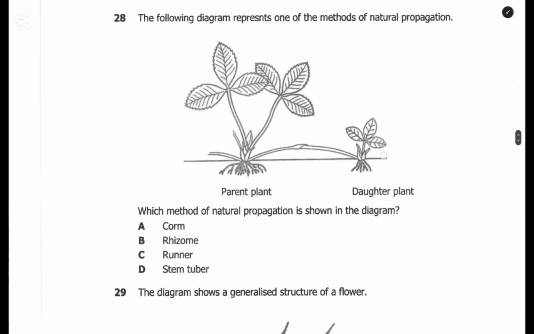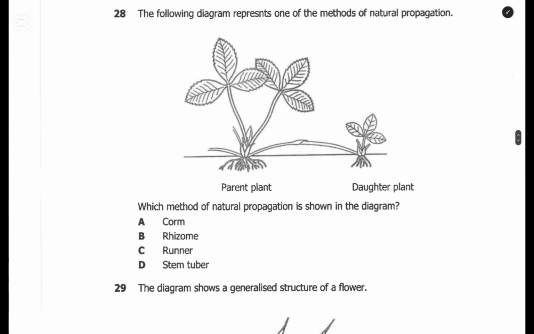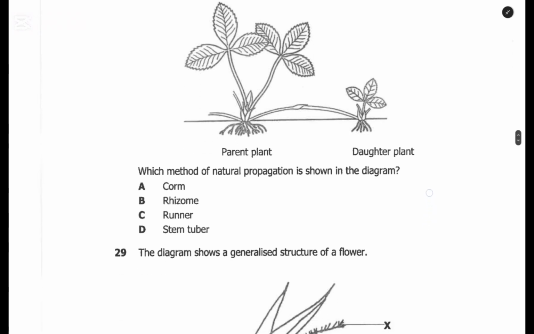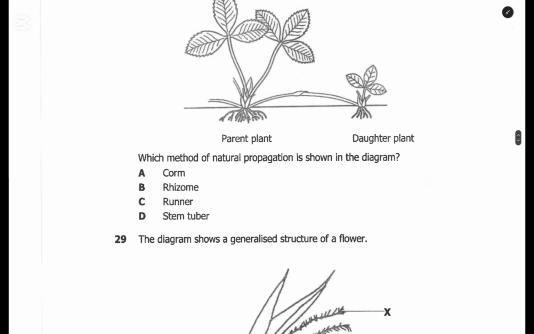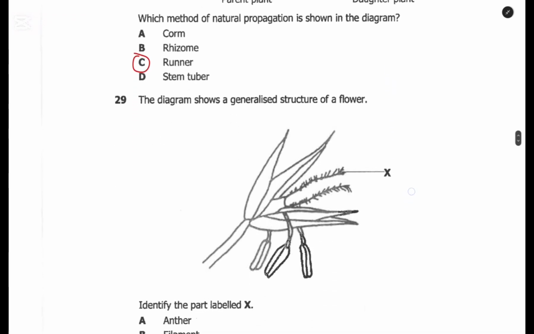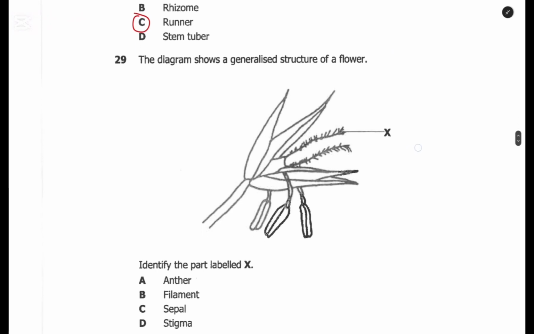Question 28. The diagram below shows one of the methods of natural propagation. Which method of natural propagation is shown in the diagram? You need to know the methods of propagation, natural or artificial. You need to know them. The one we are seeing right here is a runner. So question 28, the answer is C. Have a look at corm, rhizome, and also stem tuber.